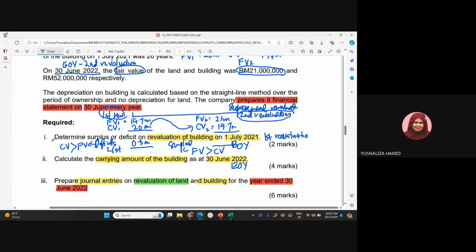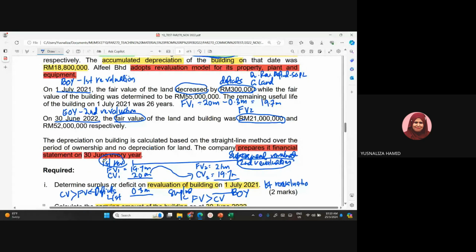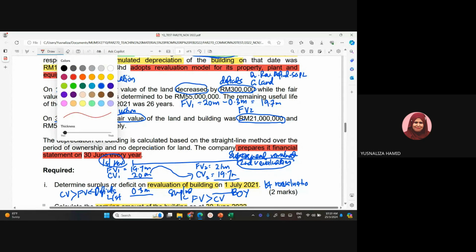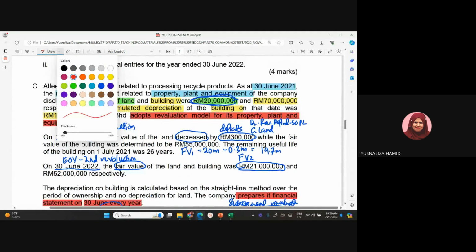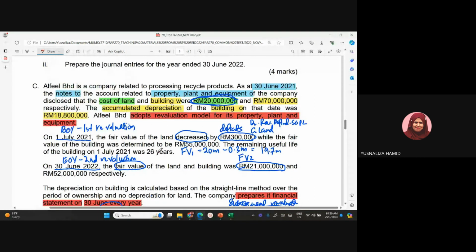Now let us look at the requirement of the question. We're now going to move on to our second item, our building. So here you have the building. You are informed on the first revaluation. Here is the first revaluation for building. You are informed that the fair value of the building was 55. So fair value here is fair value 1 for building. Remember, red is for building, 55 million.